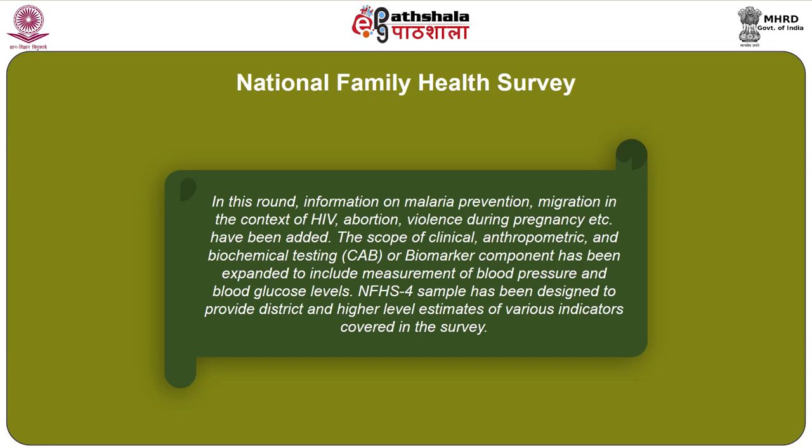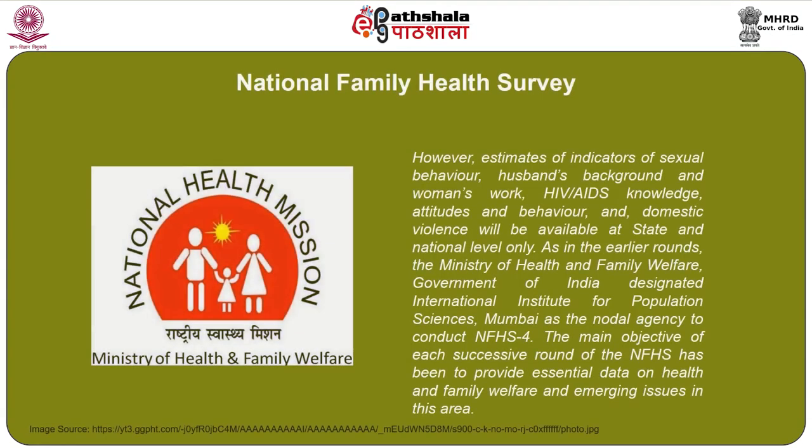The scope of clinical, anthropometric and biochemical testing, CAB or biomarker component, has been expanded to include measurement of blood pressure and blood glucose levels. National Family Health Survey 4 sample has been designed to provide district and higher level estimates of various indicators covered in this survey. However, estimates of indicators of sexual behavior, husband's background and woman's work, HIV and AIDS knowledge, attitudes and behaviors, and domestic violence will be available at state and national level only.